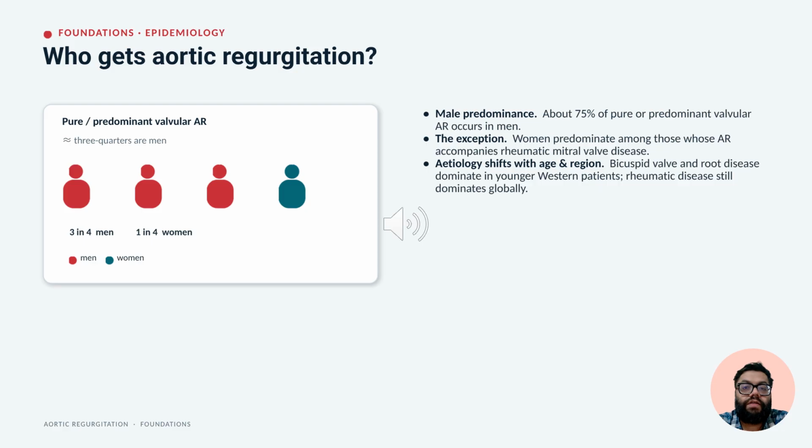So, if you are told the patient is a woman with mixed mitral and aortic disease, rheumatic etiology should light up in your mind. Beyond sex, the cause of AR tracks age and geography. In younger Western populations, you think bicuspid valves and aortic root disease, whereas rheumatic heart disease still dominates across much of the world.